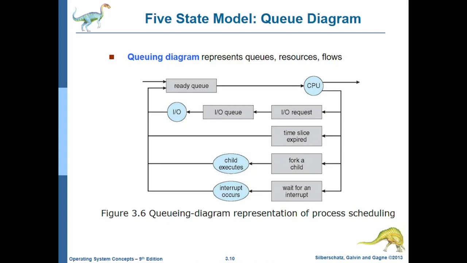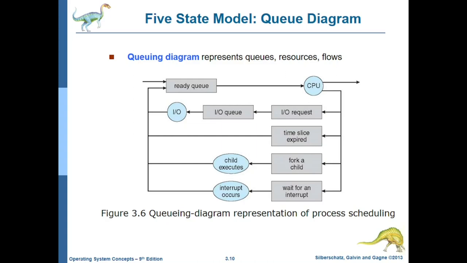A process can move from the CPU to the I/O queue when it requests the I/O operation. This means that the process needs to communicate with the I/O device and cannot continue until the device completes its work. A process can move from the I/O queue to the ready queue when its I/O operation is done. This means that the device has finished its data transfer and the process can resume its execution.